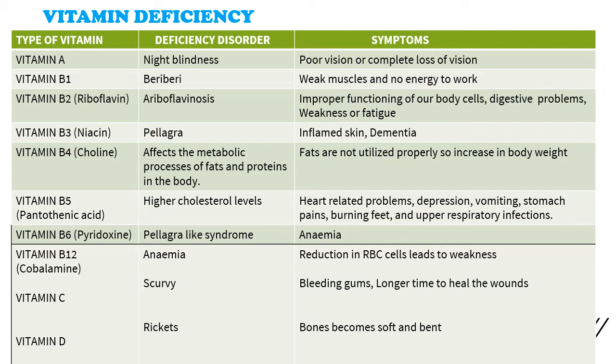Next is vitamin B3 or niacin. You have the deficiency disorder named pellagra. You have inflamed skin, dementia. Dementia means you have poor memory.